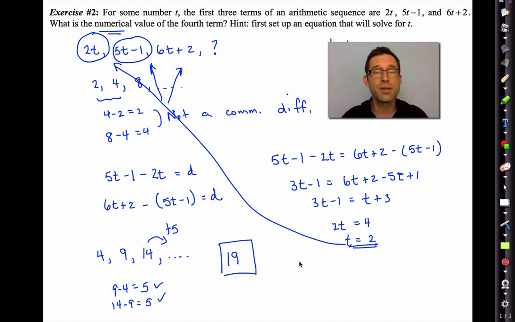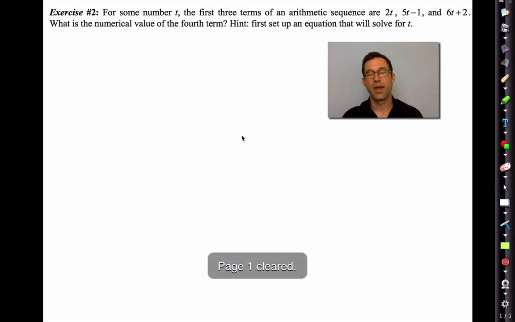That's a cool problem, isn't it? Forces you to set up a linear equation. Forces you to be careful with parentheses, distribute negatives. And then you finally get your fourth term. But you really have to understand that idea of a common difference in order to set up the equation. All right, pause the video now and write down whatever you need to. All right, let's clear it out and move it on.